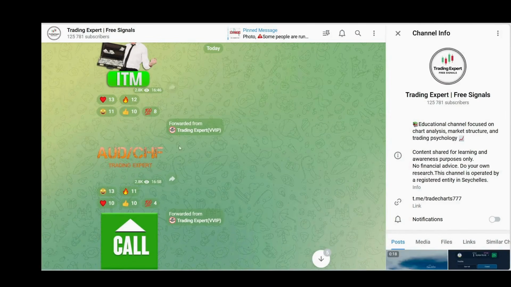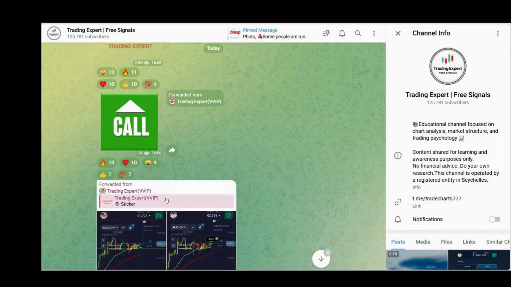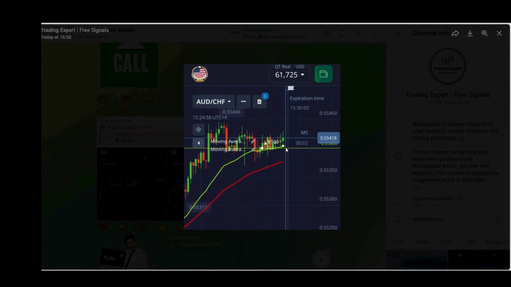Next, moving on to another trade on AUDCHF for a call side move. You can see a strong uptrend. If you notice carefully, there was also a trend line and a moving average. We took entry at the moving average, and this was also a clean win.